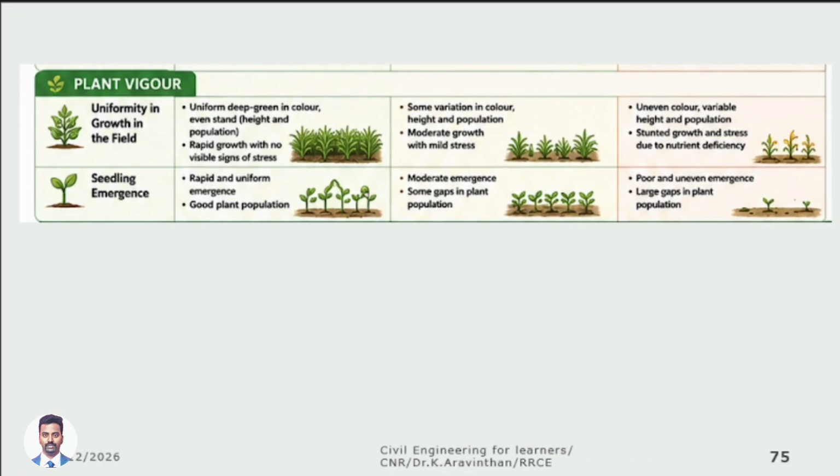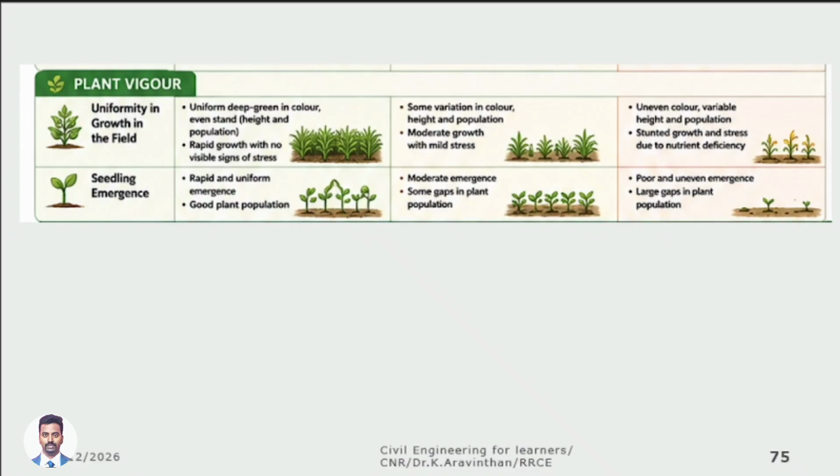If plants are uniform, that is called plant vigor. Plant vigor means all the plants are uniform, that is called a good soil. In poor soil you will not have uniform plants. One plant will grow high, one plant will grow less. Have you seen in good agricultural land, when you visit that farming place, all the trees are at the same level, with an equal amount of fruits? It is called uniformity in growth.